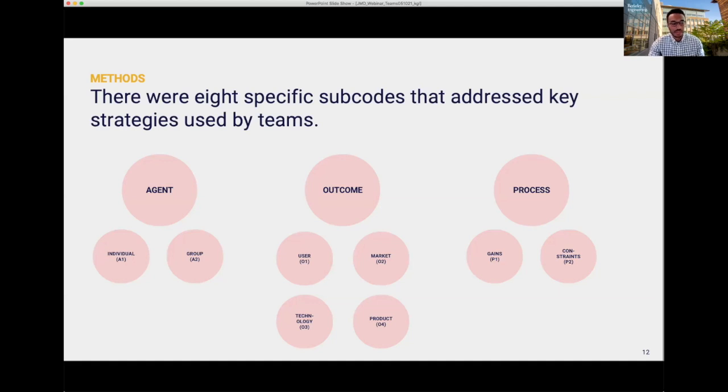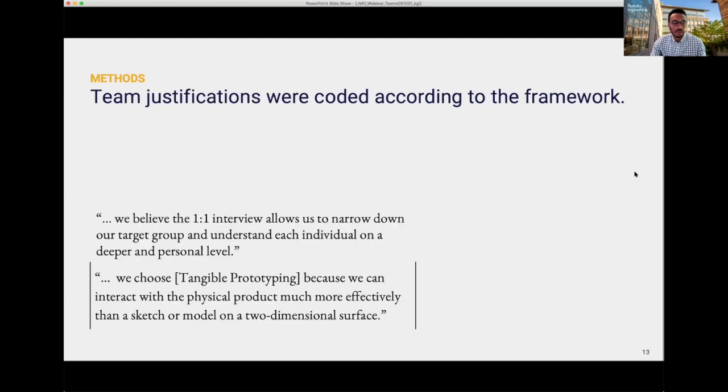So for example, an agent-based code might relate to an individual or a group level rationale for why that method was selected. And here's just a few examples from our data set of what this looks like. So these are 2 different outcome codes. The first is a team describing how they chose one-on-one interviews to allow them to narrow down to a target group and understand each individual on a deeper or more personal level. So we would class this as a user-based outcome code.